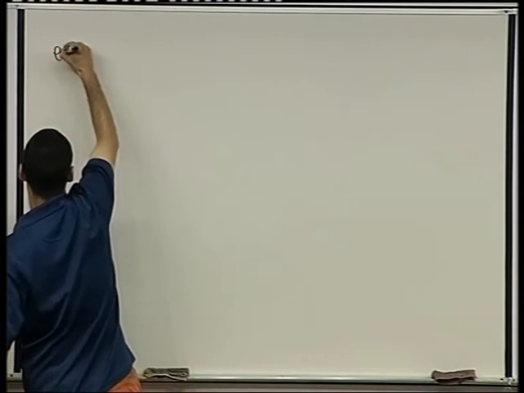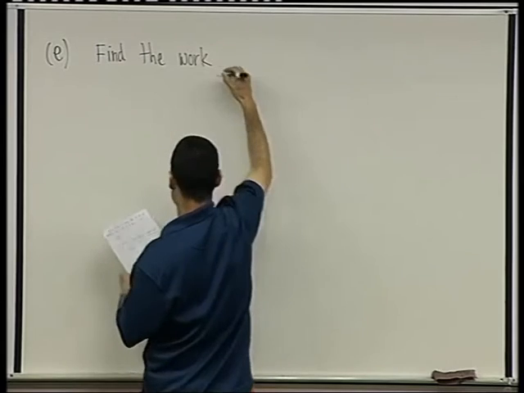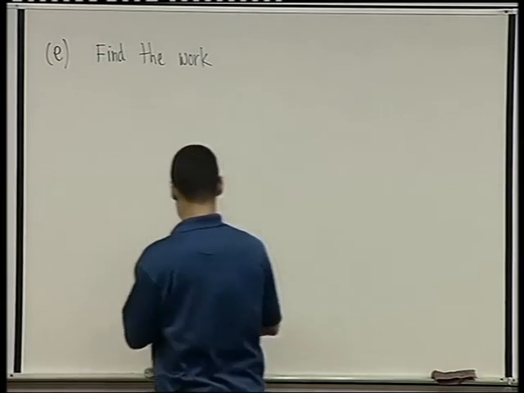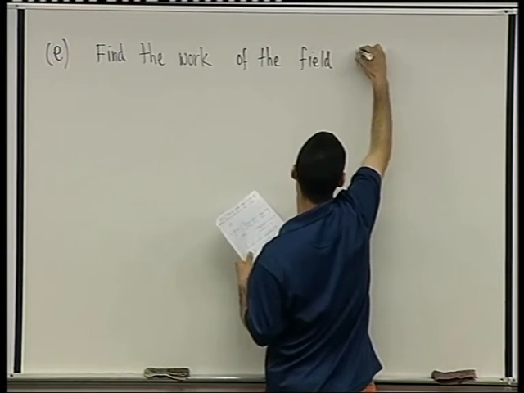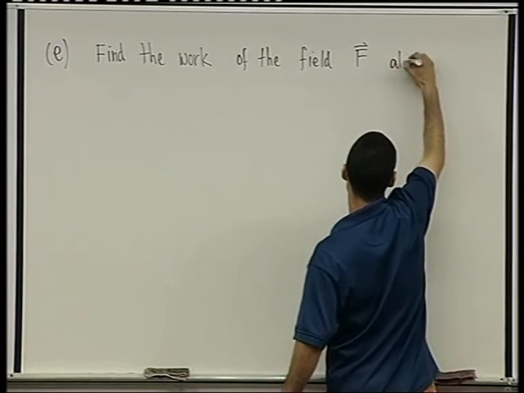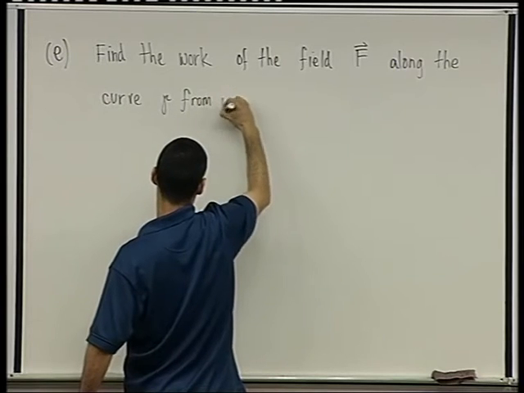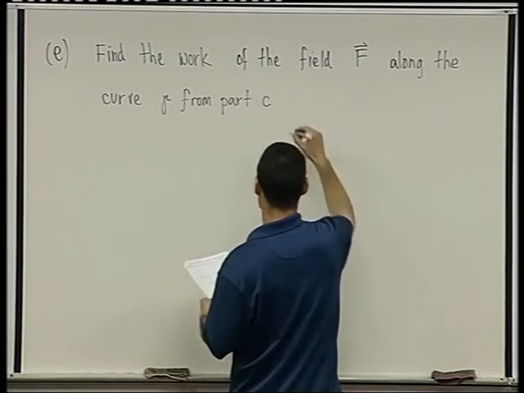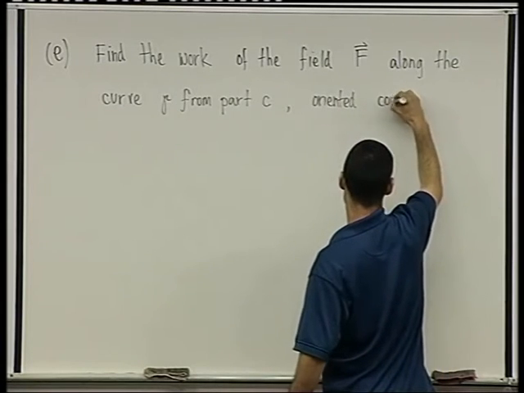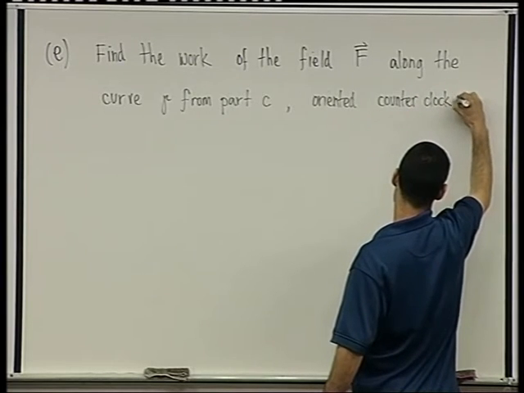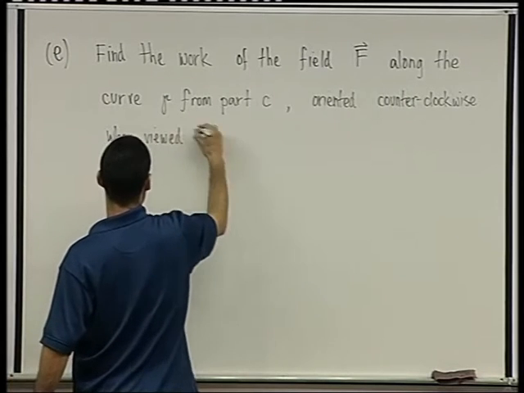Okay. So part E is find the work of the field F along the curve gamma from part C, oriented counterclockwise when viewed from above.